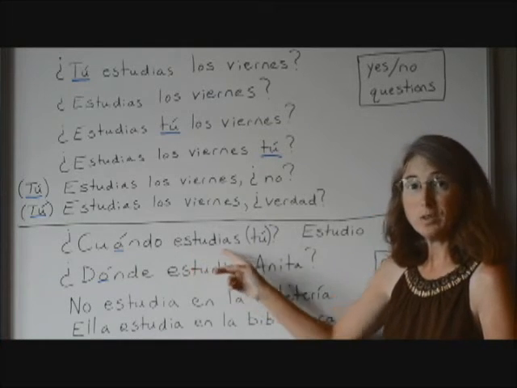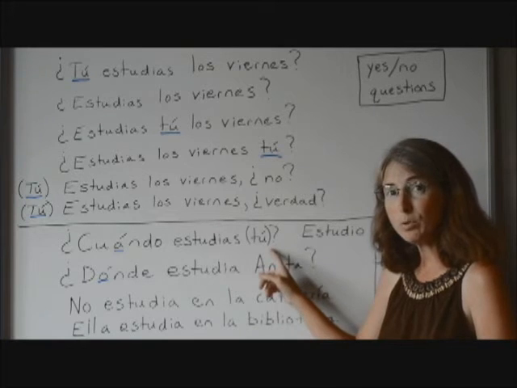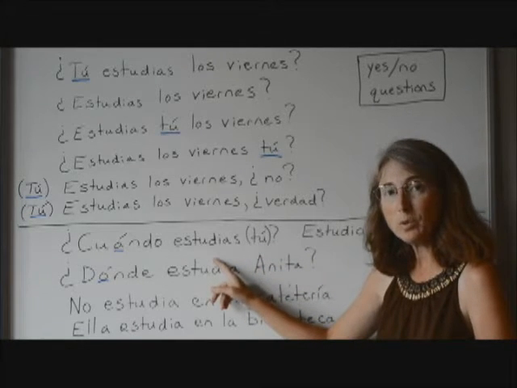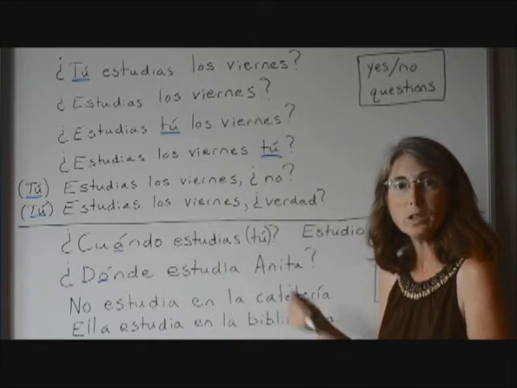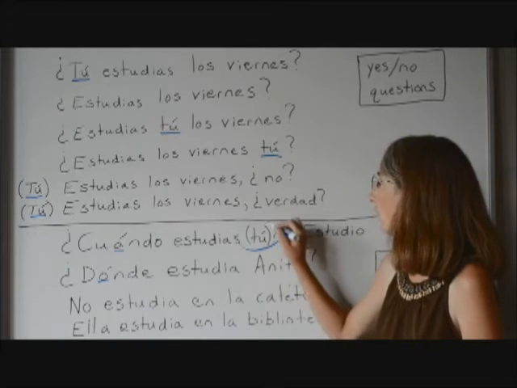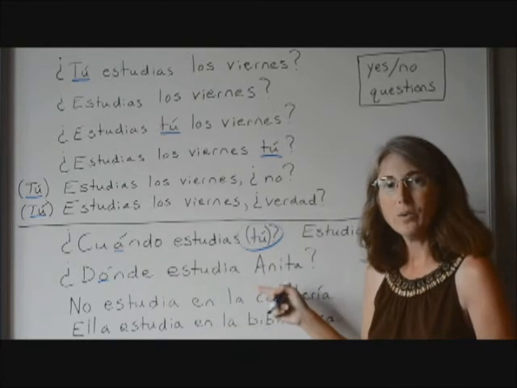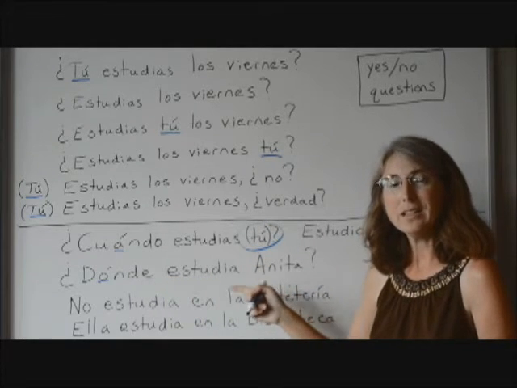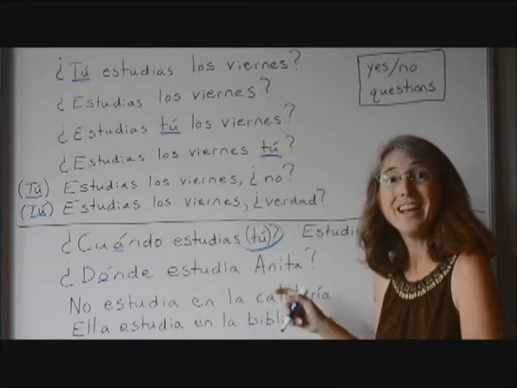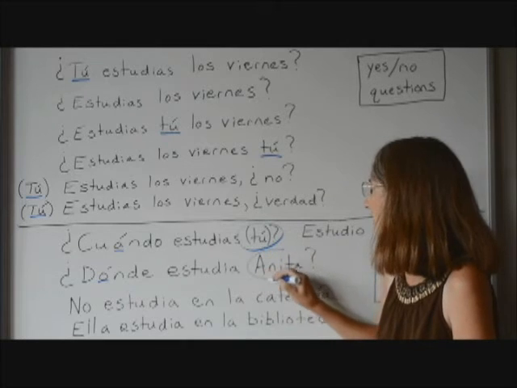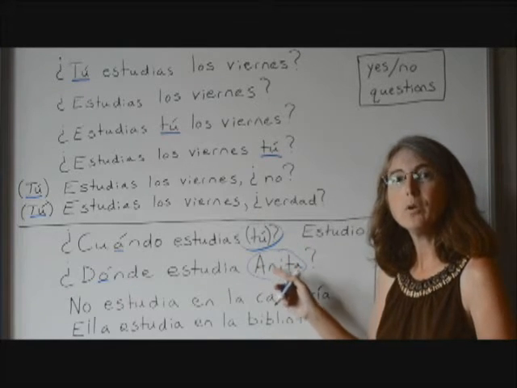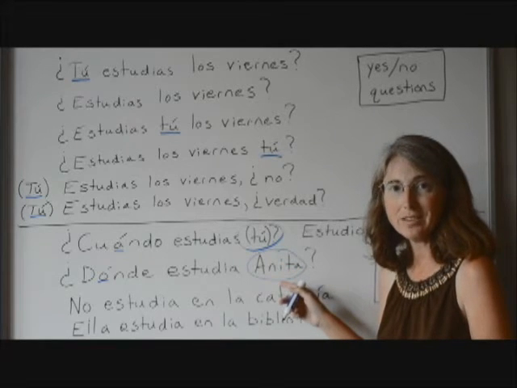The subject of the first question is tú. We don't have to put tú in there because the verb form implies the informal you, but if we did put tú in it, it would be located at the end of the sentence. We're asking where Anita studies, and Anita is the subject. Where is Anita located in the sentence? At the end. So what do we know about question word questions? We know that we have to put the subject at the end of the sentence.